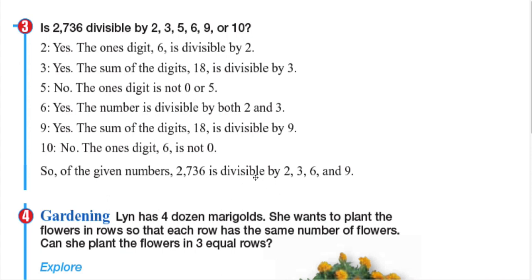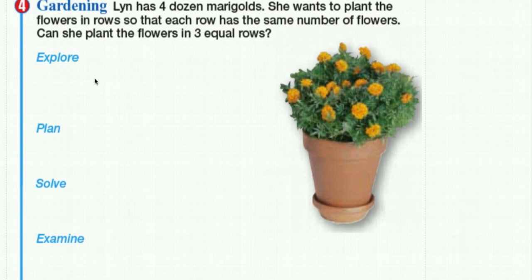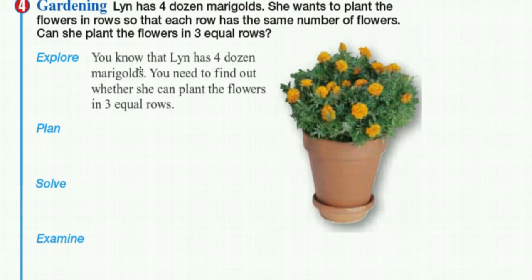Let's take a look at the last example, gardening. Lynn has 4 dozen marigolds. She wants to plant the flowers in rows so that each row has the same number of flowers. Can she plant the flowers in 3 equal rows? Let's find out what we know. We know that Lynn has 4 dozen marigolds. You need to find out whether she can plant the flowers in 3 equal rows.